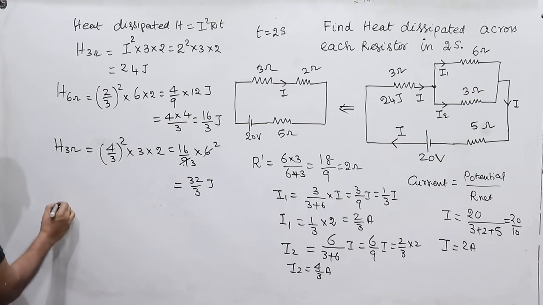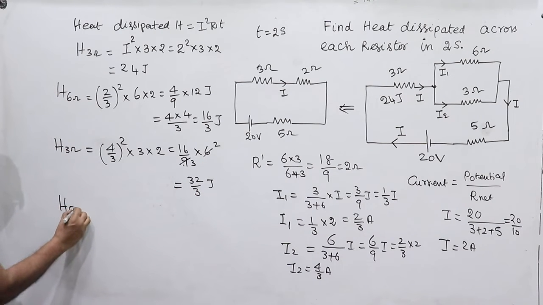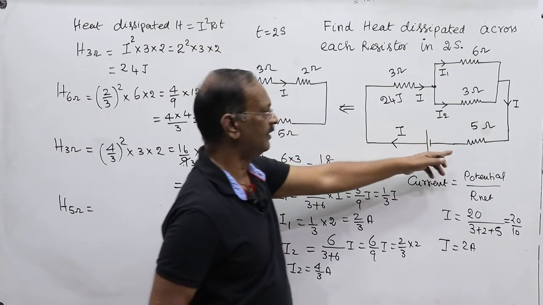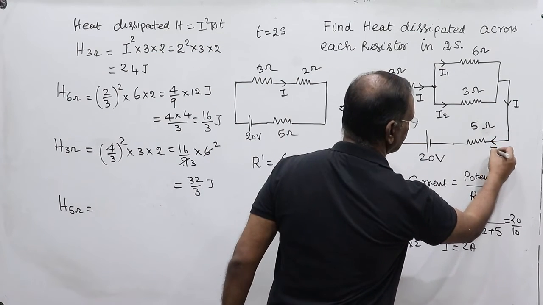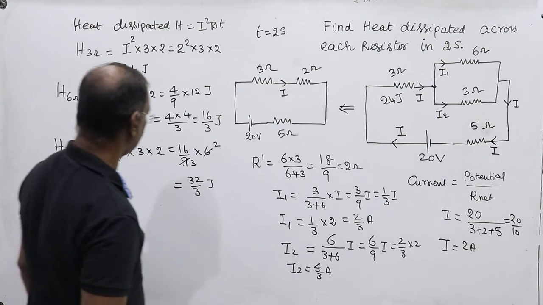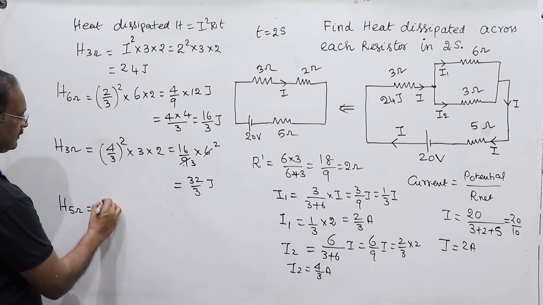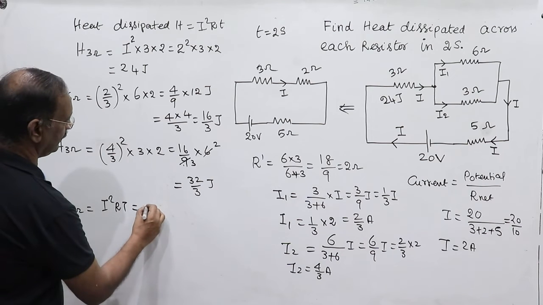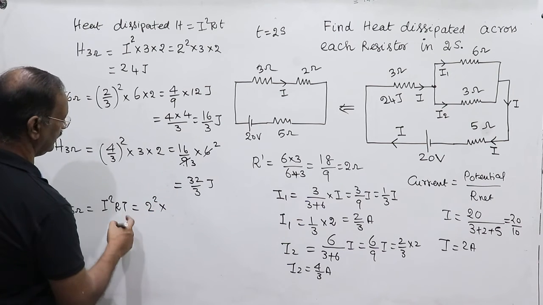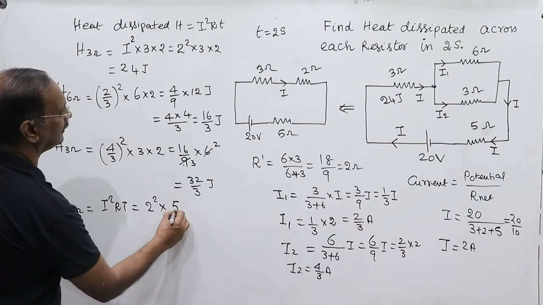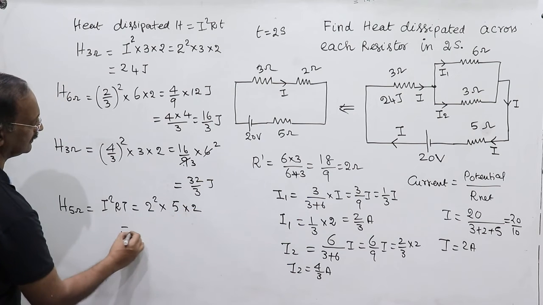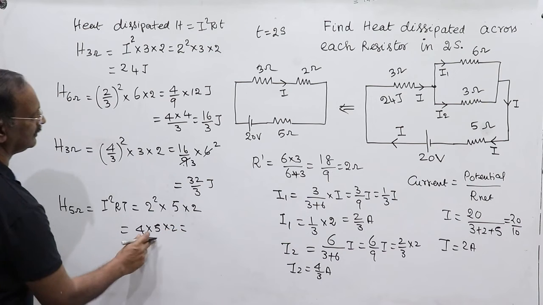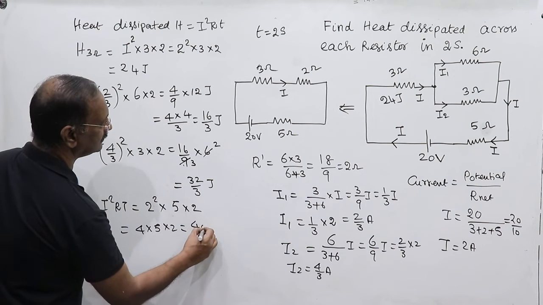Heat dissipated in the 5 ohm resistor, we use the same formula, I squared R T. How much current is flowing? The current flowing is I, equal to 2 ampere, R is equal to 5, and time is 2 seconds. That is 4 into 5 into 2, 4 into 5 is 20, into 2, 40 joules.